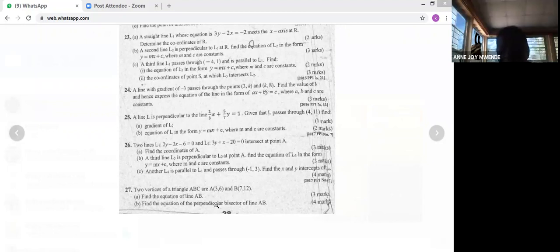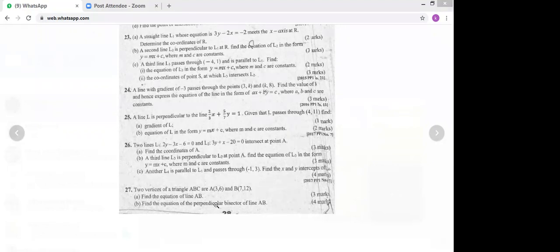Continue with part B, explain part B. Yes, part B, find the equation of the perpendicular bisector. First of all, you have to understand that the perpendicular bisector means the line is divided into two equal parts. So first you have to find the midpoint of that line. You take (x1 plus x2)/2 and (y1 plus y2)/2. I got (5, 9).